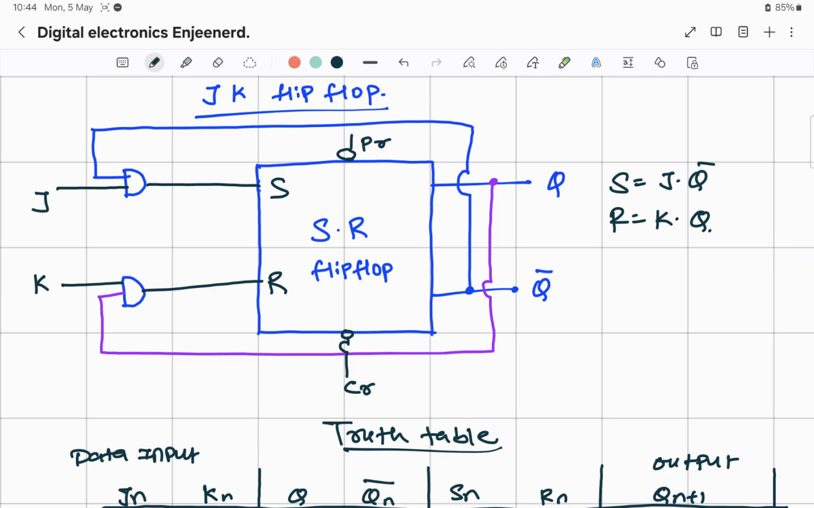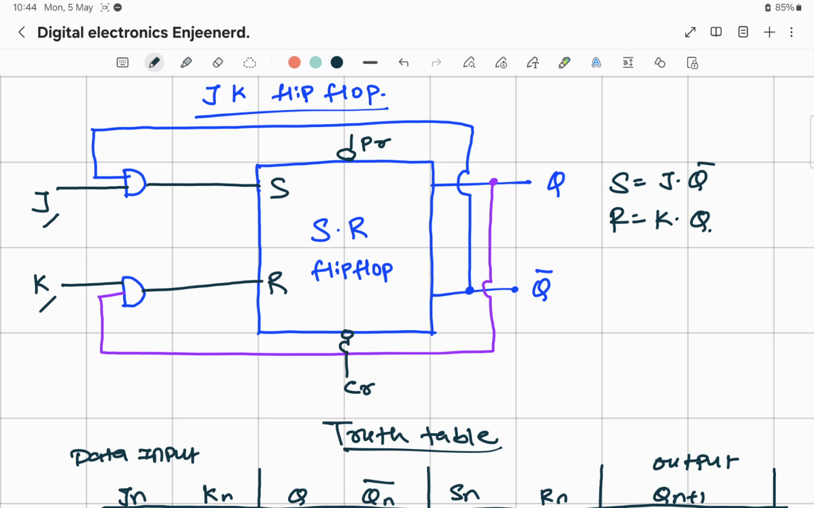Now I have to develop a new truth table. To develop a new truth table, again I have to consider what my inputs and what my outputs are. So J and K are my inputs. Since I have two inputs, how many combinations are possible? 4 different combinations are possible.